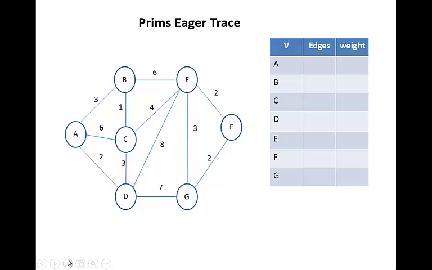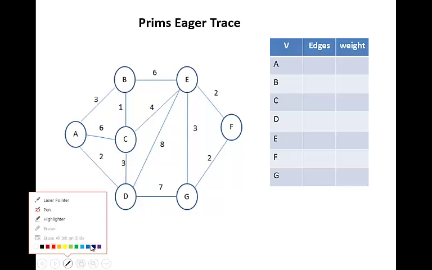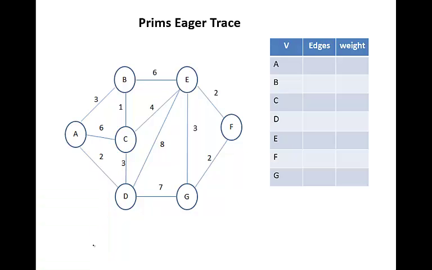So in this video, let's talk about the Prim's eager algorithm trace. Prim's algorithm, as we know, starts to build the MST, or minimum spanning tree, from an initial vertex. Let's pick the initial vertex to be A. It doesn't matter which one you pick, as long as you follow the algorithm. But let's start with A.